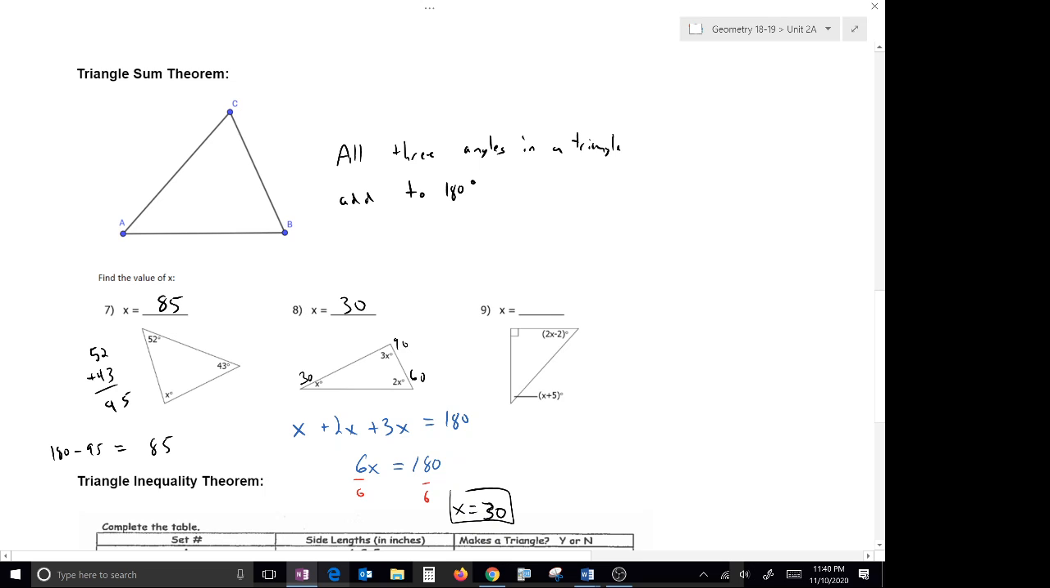Our last problem here. Again, I don't have any numbers, but I can set up an equation. I do know that this is 90. So I can say that 90 plus x plus 5 plus 2x minus 2 equals 180.